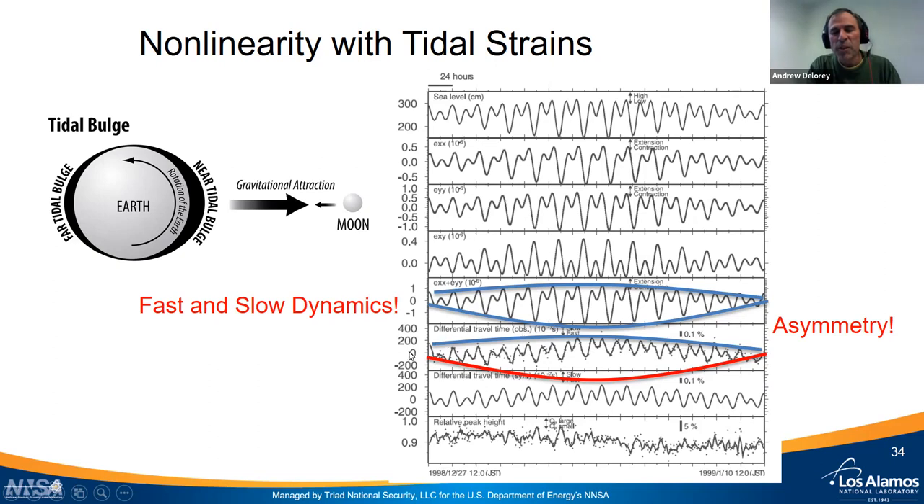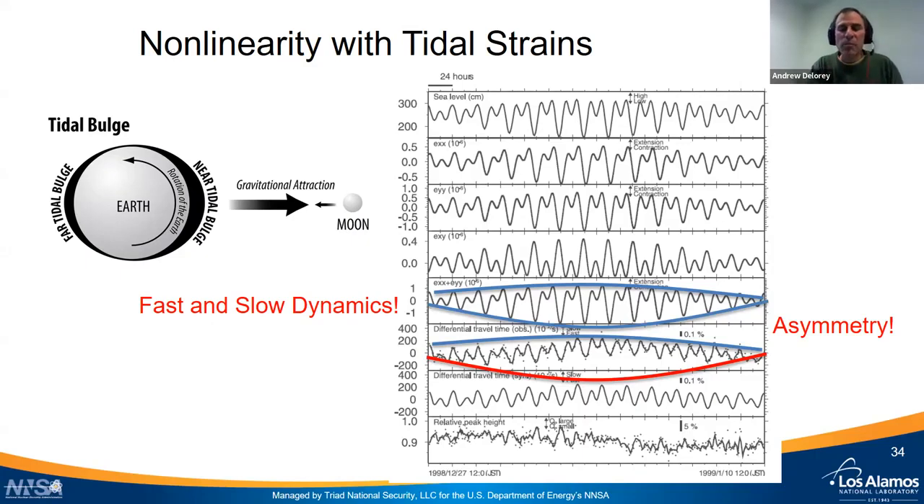So, but the part I want you to focus on is this one here. I've drawn some lines on top of it to show you that there's some asymmetry here. For the actual areal strain, the peak-to-peak amplitude gets bigger and smaller, and it's bigger during new moon and full moon, and it's smaller during the first quarter and third quarter.